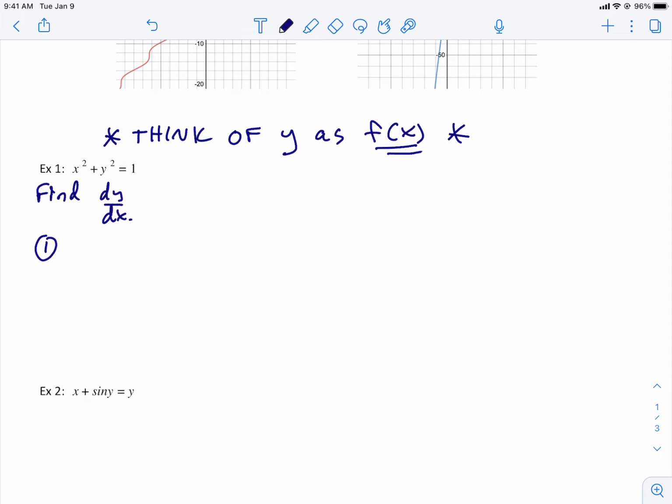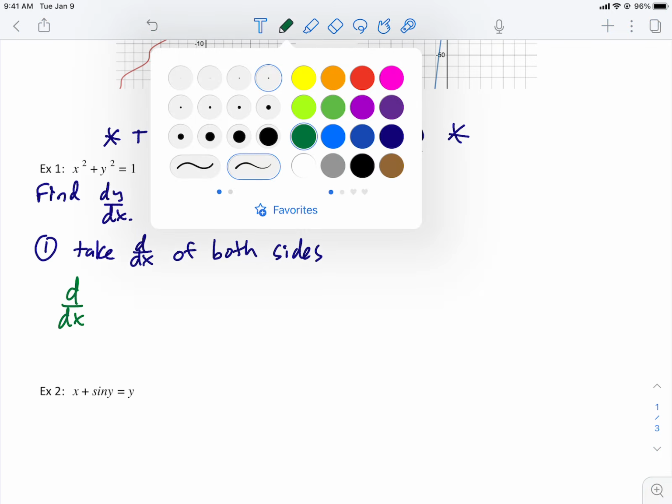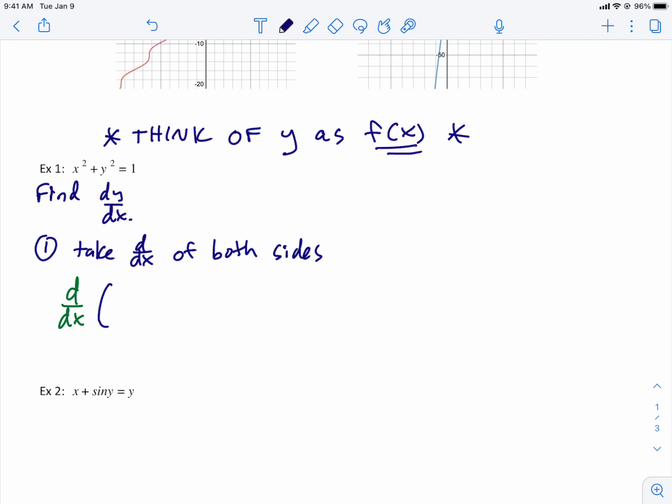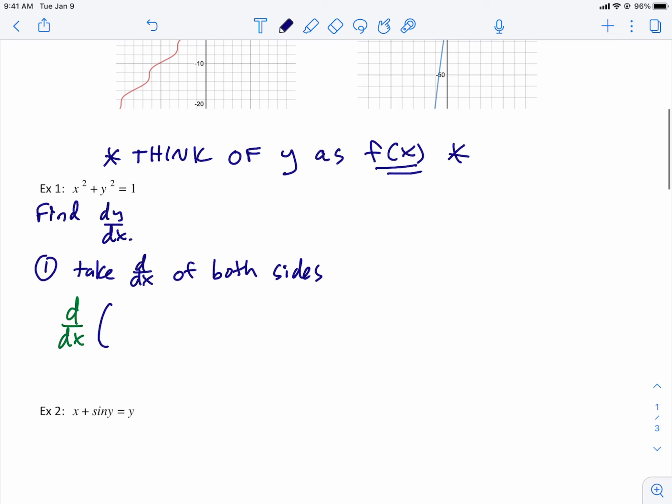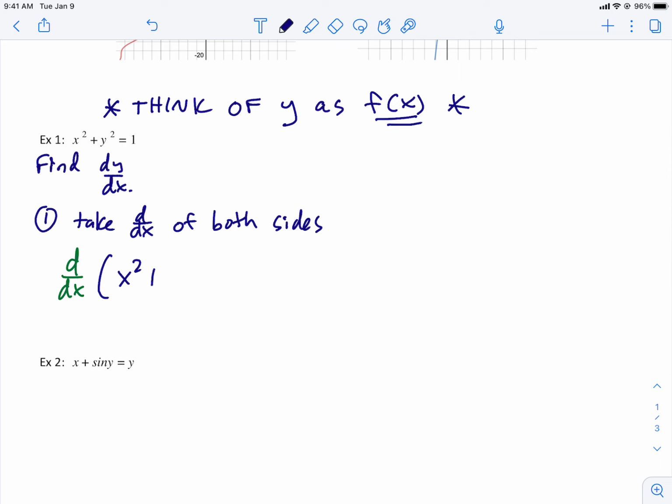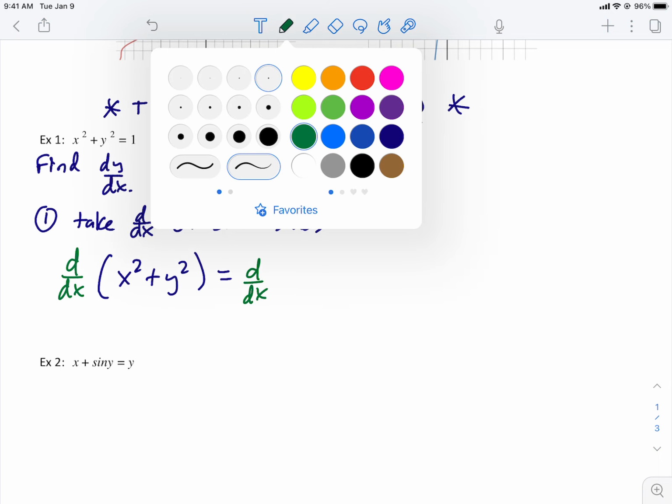Okay, so if I want to find dy dx here, first you just take the derivative with respect to x, so that's d dx of both sides. That looks something like this. Take the derivative with respect to x of x squared plus y squared. And then I'm also taking the derivative with respect to x on the right-hand side of 1.